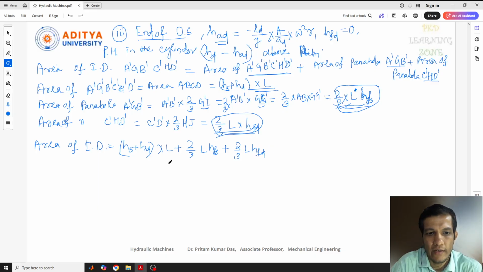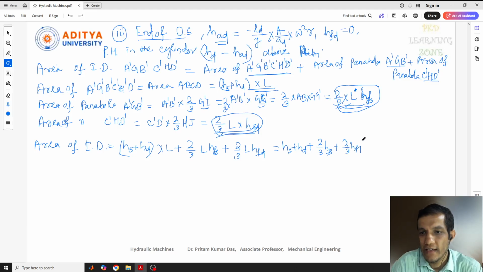If you see, everywhere L is common, so we can write HS plus HD plus 2 by 3 HFS, and here 2 by 3 HFD, with the whole bracket and L as common. Okay, this is our area of the indicator diagram.